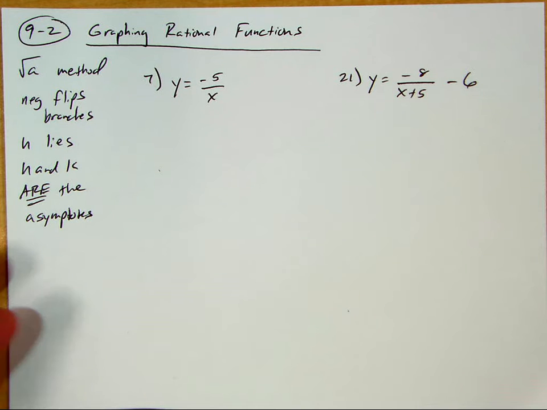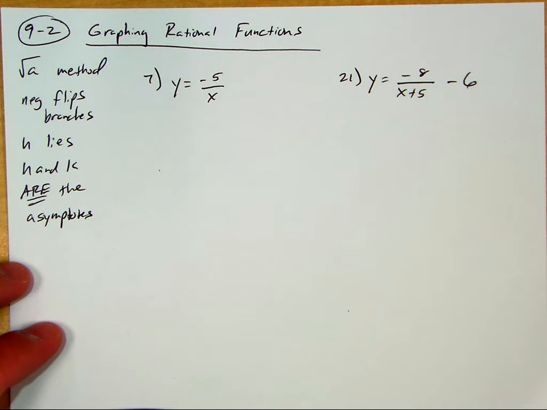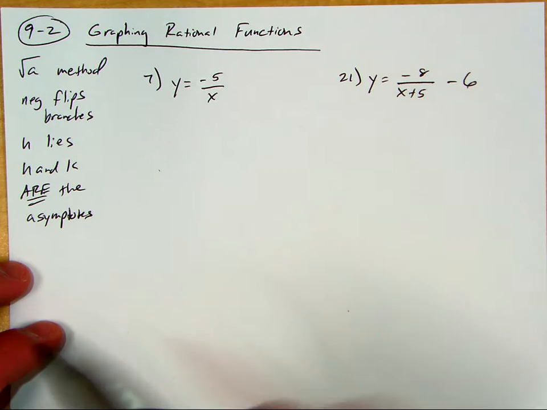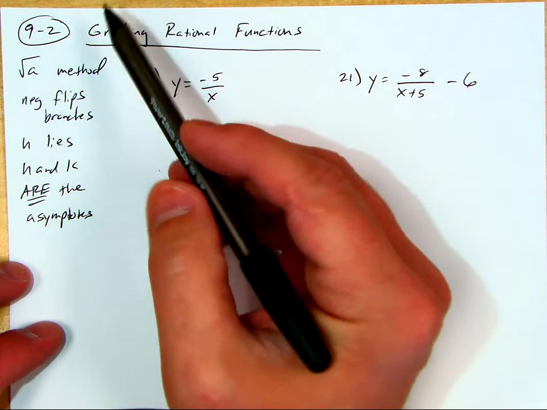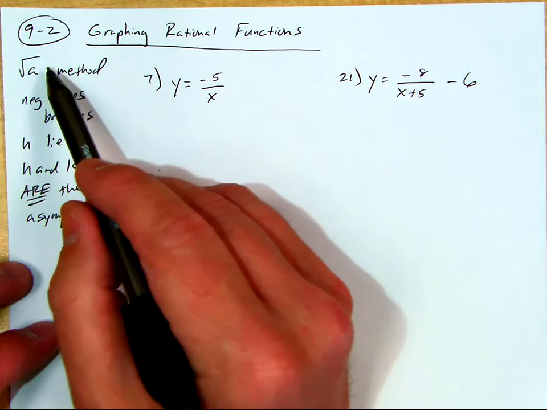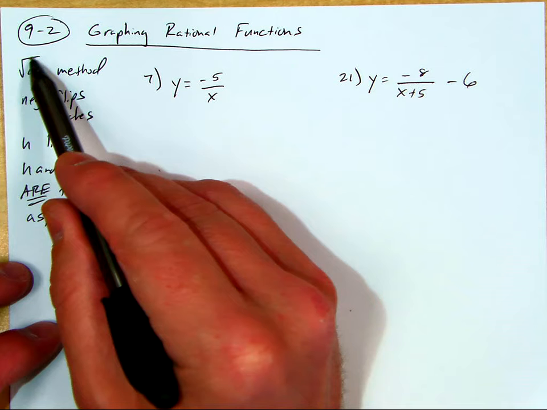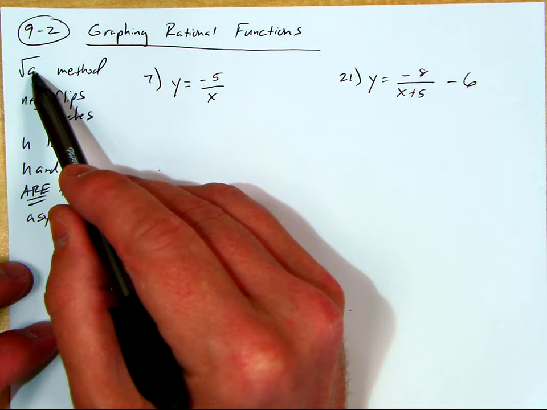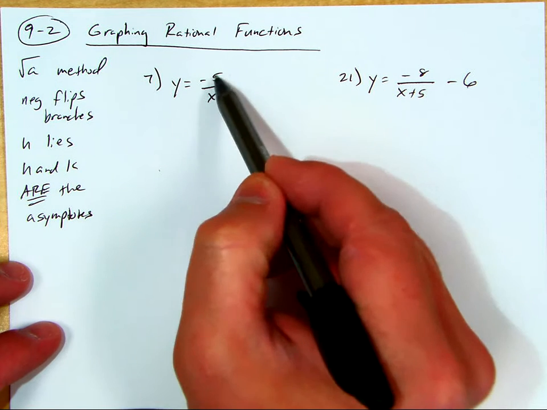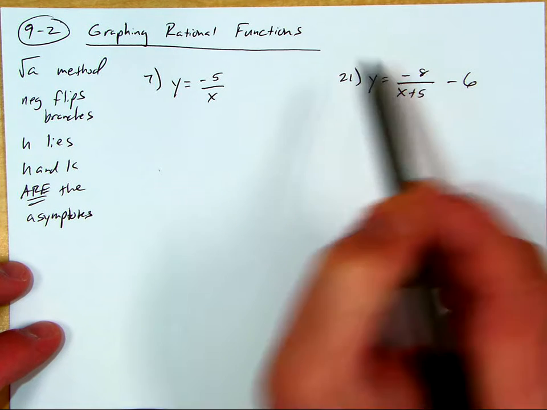Alright, here's a little review video for 9-2, which is graphing reciprocal functions. This is the easy graphing lesson. Here's a couple of things we talked about during the lesson. Remember to find the distance away from our center where the asymptotes are. We're using the square root of a, being the number on top of the fraction.